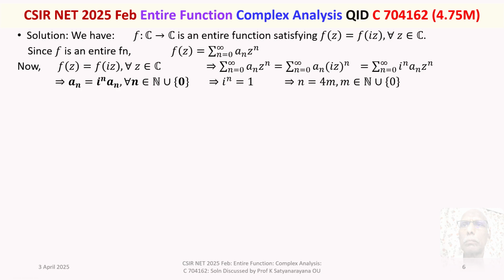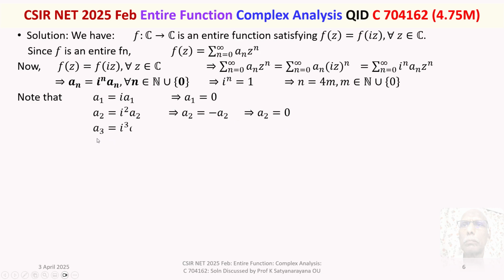Right. Now what happens for a1, a2, a3, and so on and so forth? So now you see a n is equal to i power n a n. So n is equal to 1: a1 is equal to i into a1. This is true only when a1 is equal to 0. Now a2 is equal to i square a2. i square is minus 1. So a2 is equal to minus a2 will imply 2 a2 is equal to 0, a2 is equal to 0.